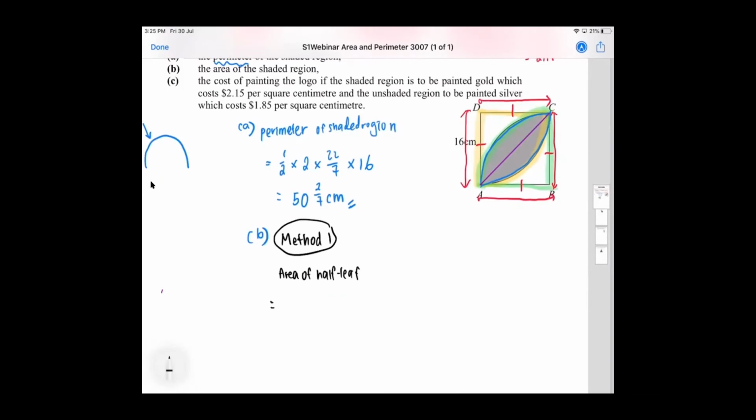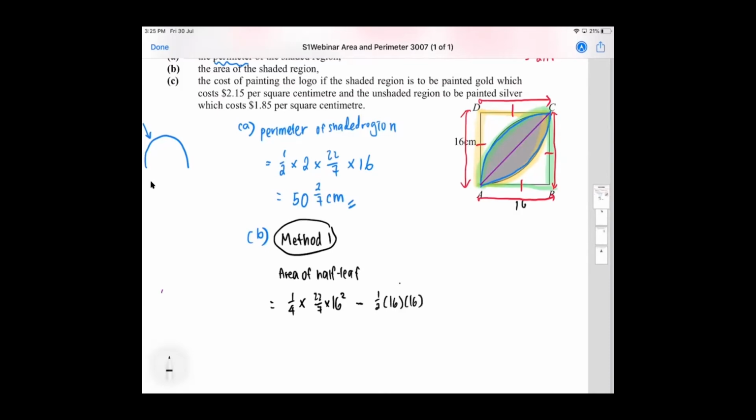Okay, you all like to do this. Area of half leaf, then you take the quadrant. So a quarter pi r square, right? So a quarter pi r square, then you subtract the area of the triangle. Okay, so area of triangle ABC, so half times base times height.